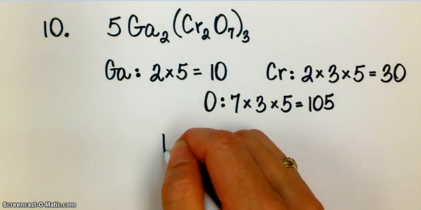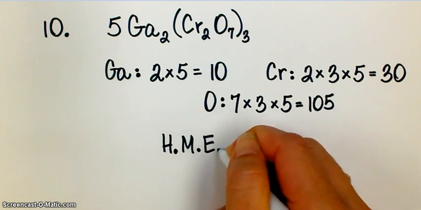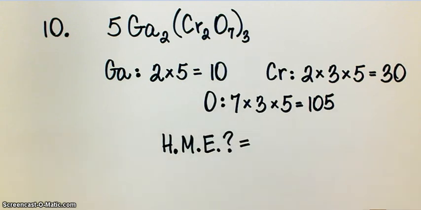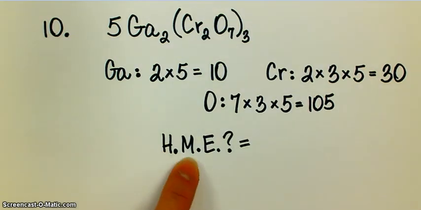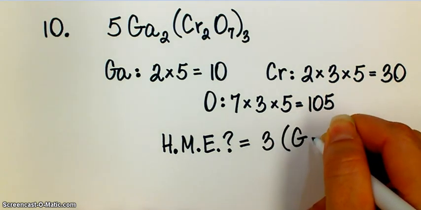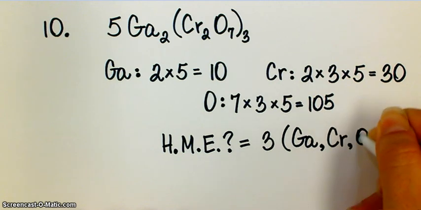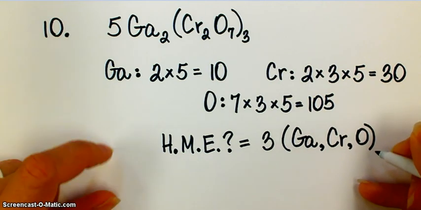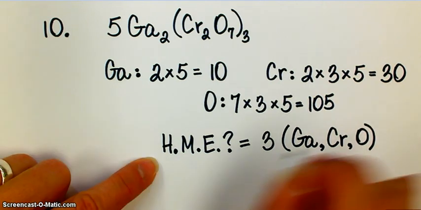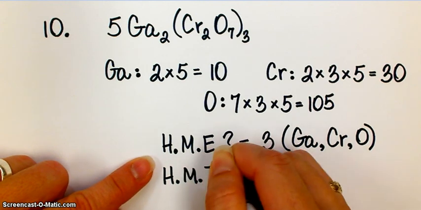Okay. How many elements are there? 1, 2, 3. 3. And what are they? Gallium, chromium, and oxygen. Somebody's light bulb just went off. Right? Okay.